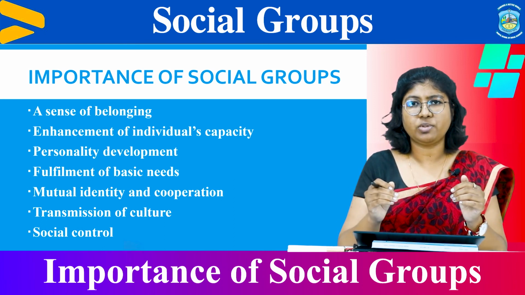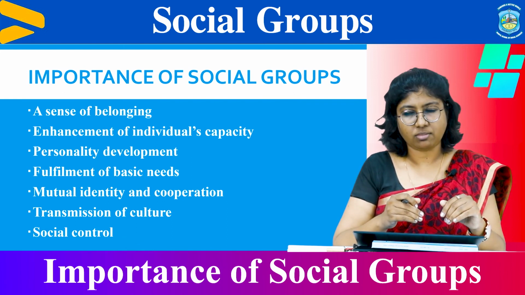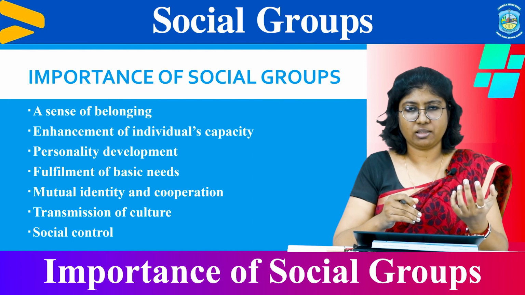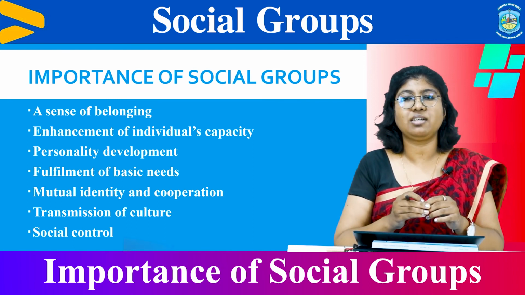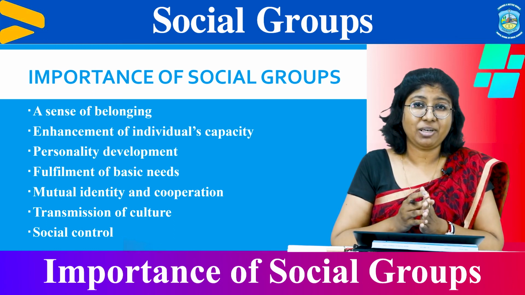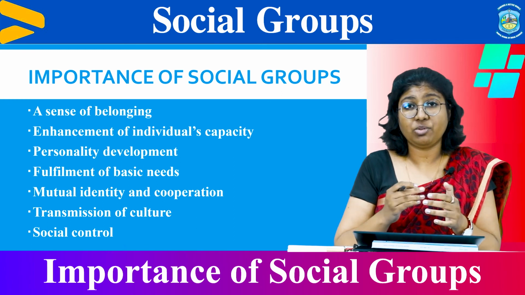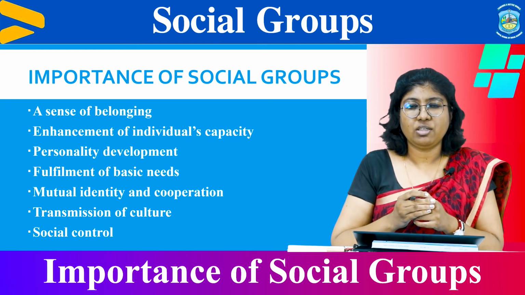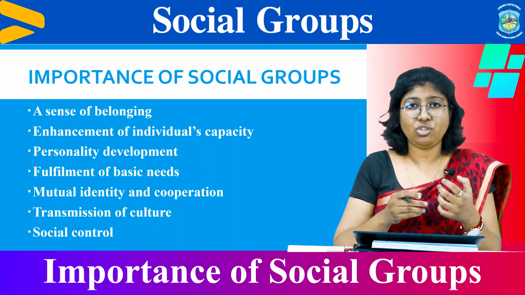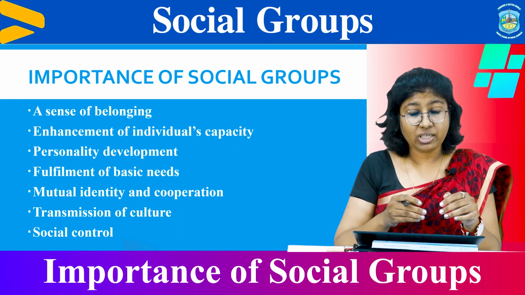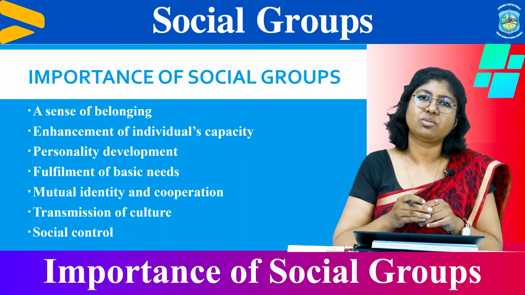And with social groups in place, you can also expect social control to be there. Because before taking a step, any individual will definitely be thinking, what is my family going to think about it? What will my friends be thinking if I proceed in this manner? So you see, the social groups to which you belong definitely affect your behavior, and in this way we can expect some informal means of social control to come into place with social groups.